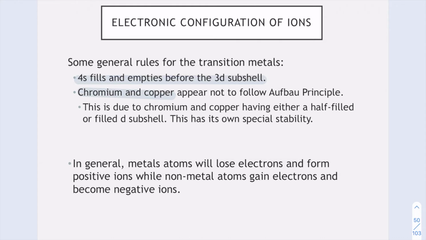And then finally, metal atoms will lose electrons and form positive ions, and non-metals will gain electrons to form negative ions. So just remember that when you're writing your electronic configuration.